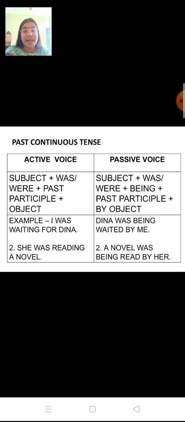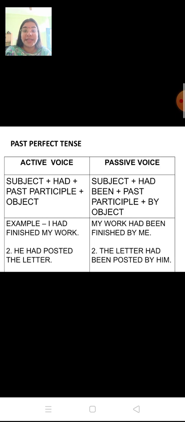Here waiting becomes waited. The next example: she was reading a novel. Now a novel will be the subject in passive voice. We are going to write was being. Now reading will become read by her. A novel was being read by her. So this was the case of past continuous tense. Now past perfect tense.